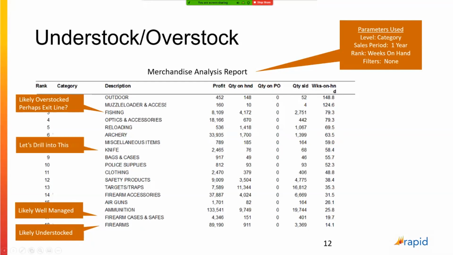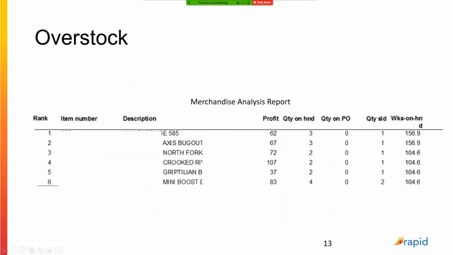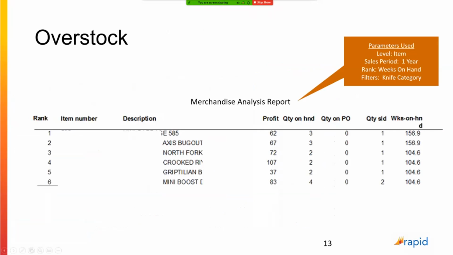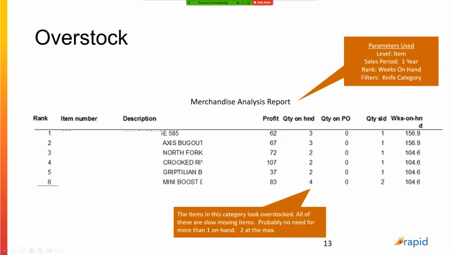And you can also come to the conclusion of saying, I don't know for sure what this means. I think I need to drill into this a level deeper. And so let's do that. Let's drill into knife. Now I ran this report again at an item level, not at a category level. I had the same period. I ranked it the same way, and I filtered so that I only have the knife category on this merchandise analysis report. And what do I see?